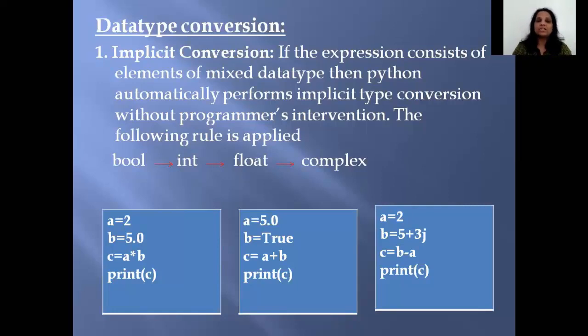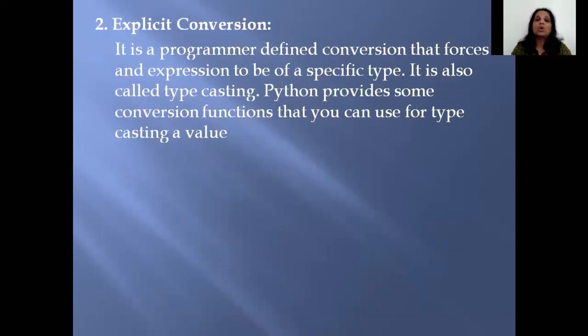This is what is meant by implicit data type conversion. Let's look at the next category. It's called explicit data type conversion. The word explicit means you have to make the effort to do it. It's not going to be done automatically for you. You take a step forward and get it done.